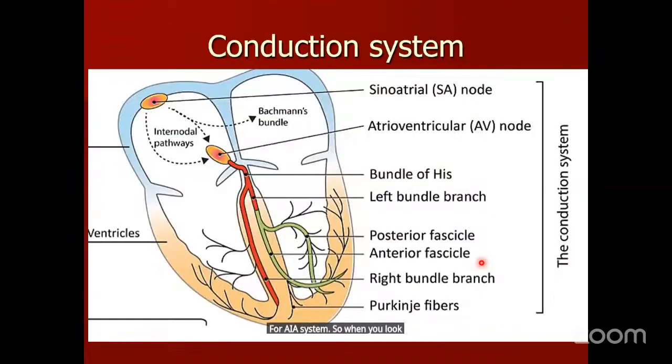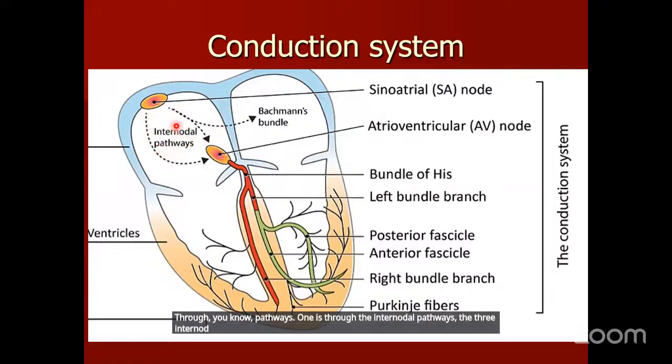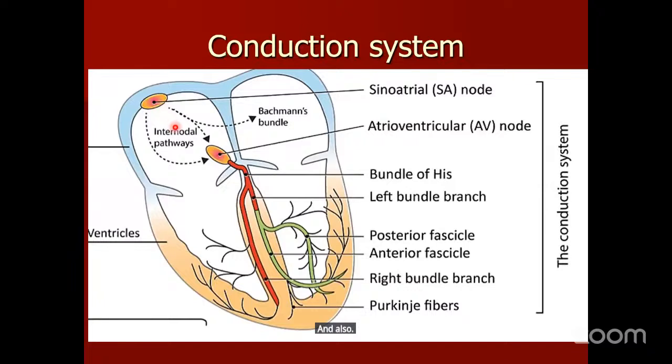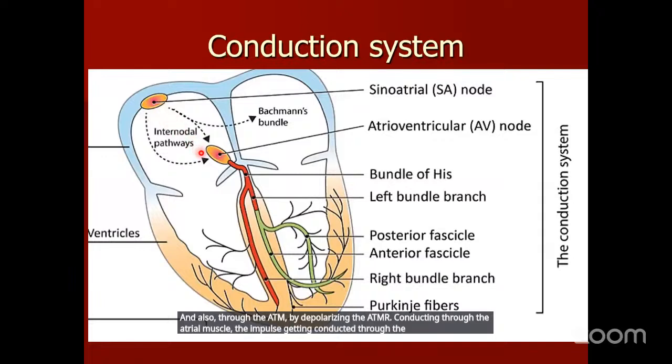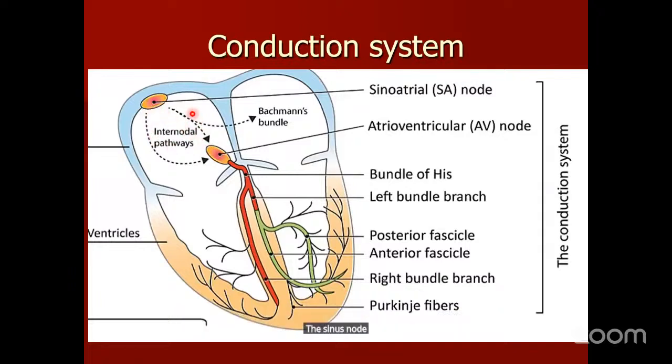So when you look at the conduction system of the heart, once the sinus node produces the impulse, it travels to the next junction, which is called the atrioventricular node, through pathways. One is through the three internodal pathways, and also through the atrium. By conducting through the atrial muscle, the impulse can reach the AV node. So the atrioventricular node receives the impulse from the sinus node by three internodal pathways as well as through the atrial muscle itself.